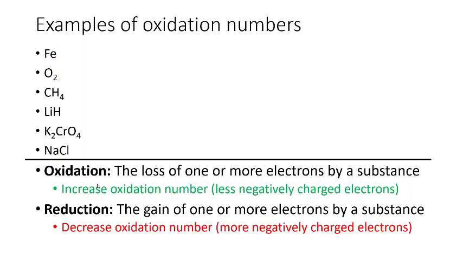Okay, so now that we've gone through how to actually assign our specific oxidation numbers, now we can go through the idea of oxidation or reduction reactions, which are the gain or loss of one or more electrons by a substance. So we can observe an oxidation occurring if we see an increase in the oxidation number, which means we have less of these negatively charged electrons. Whereas a reduction we can see as a decrease in our oxidation number, which means that we have more of these negatively charged electrons associated with a specific atom.